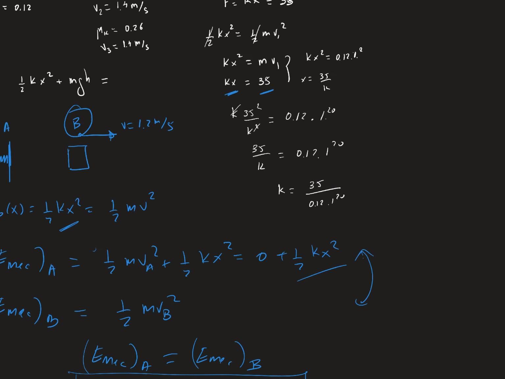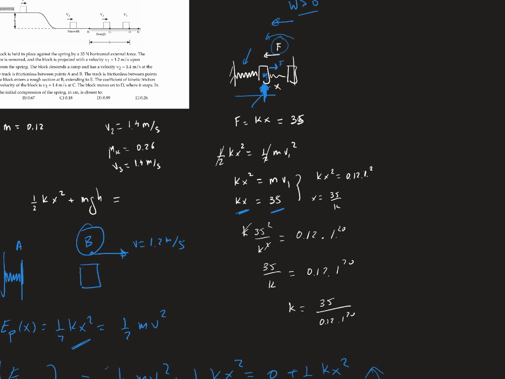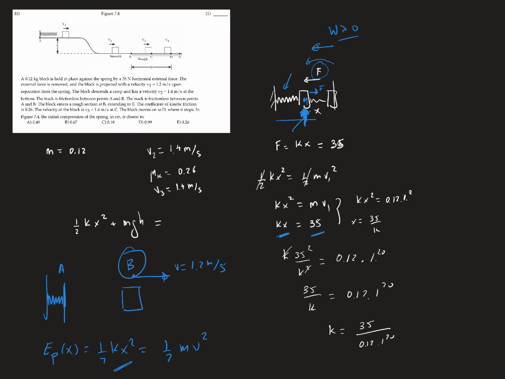And the other equation that I have is that kx is the force. It says at the beginning that the force that sustains the body is 35 newtons. So if it's 35 newtons, it means that k times x is 35. So what I will do with this? I have two equations.